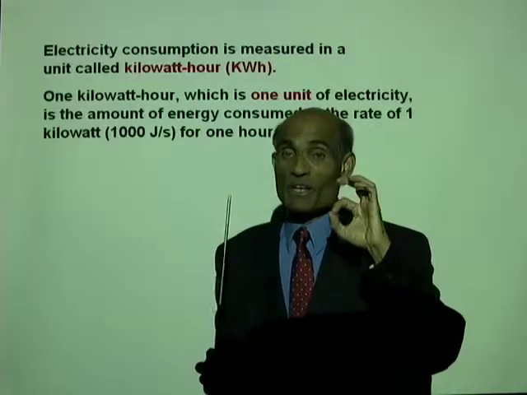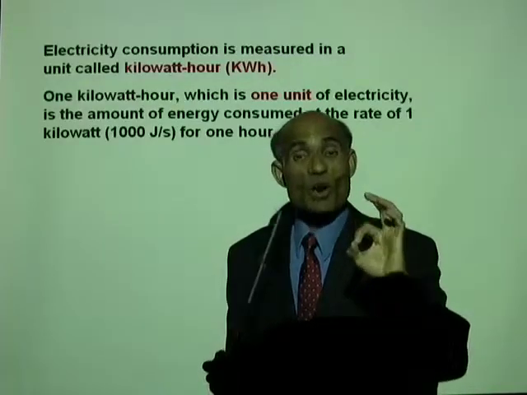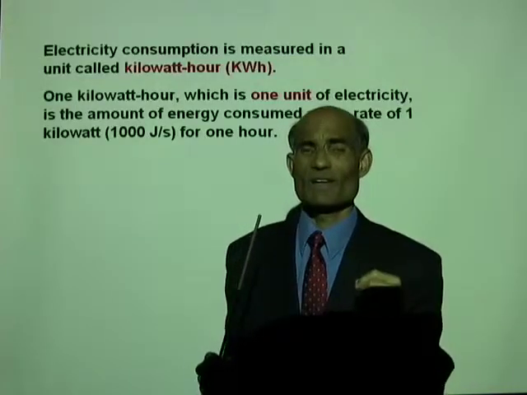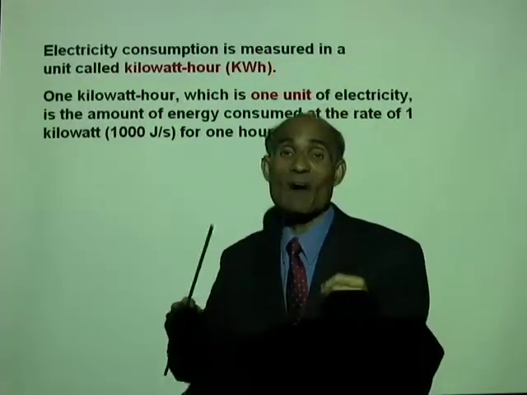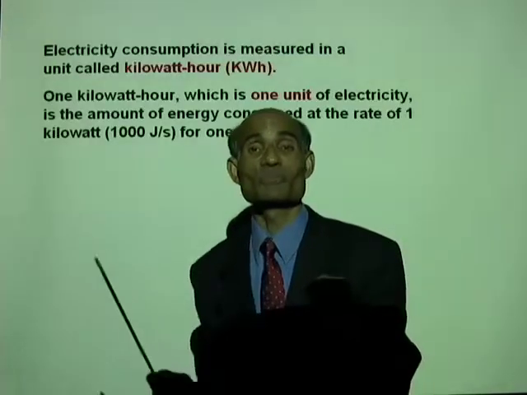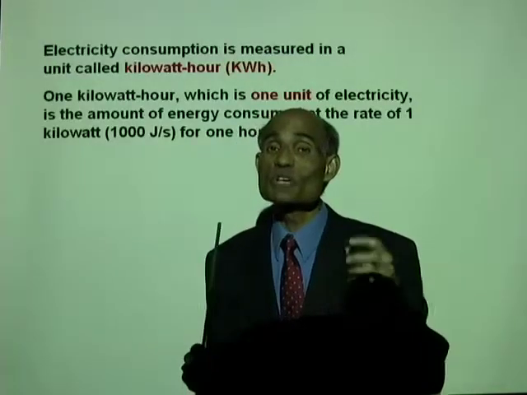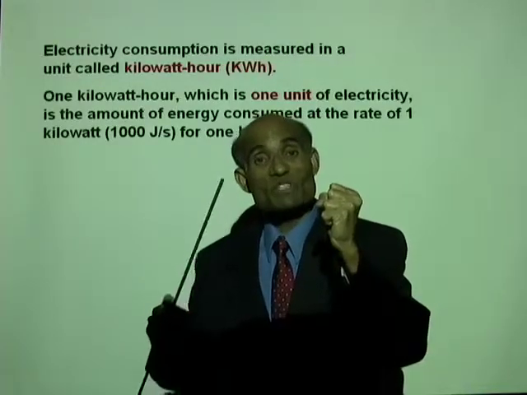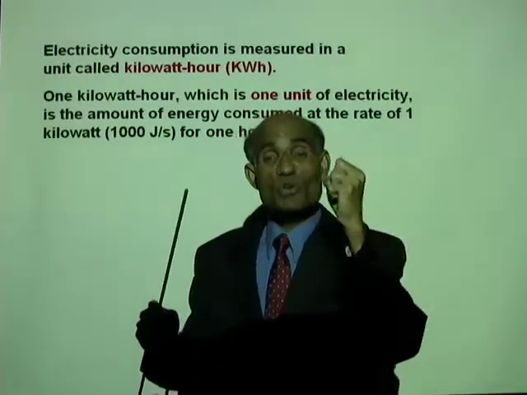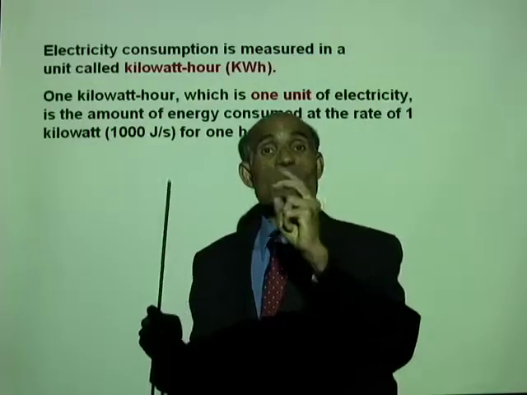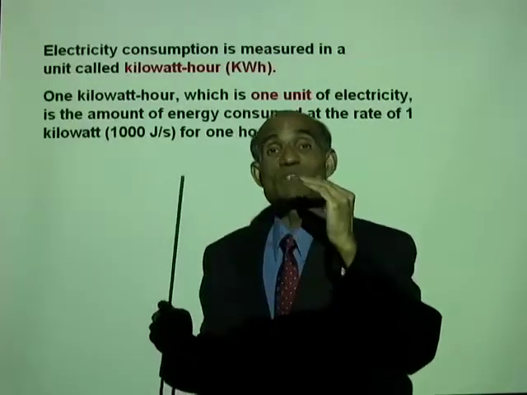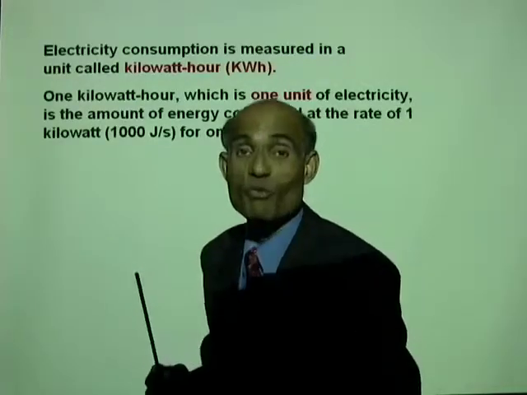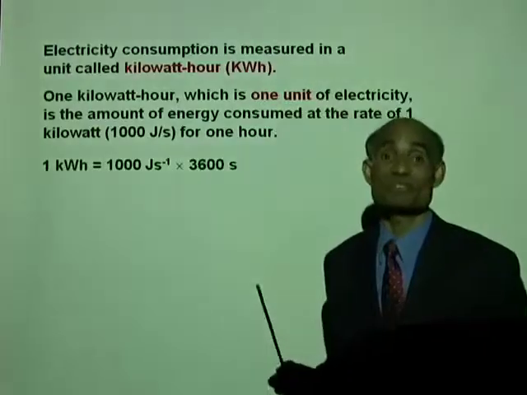If you have that 2 kilowatt water heater and you turn it on for 2 hours, how many kilowatt hours do you actually use? All you need to do is multiply the power in kilowatt by the time in hour. So 2 kilowatt multiplied by 2 hours is 4 kilowatt hour. You will consume 4 units of electricity.